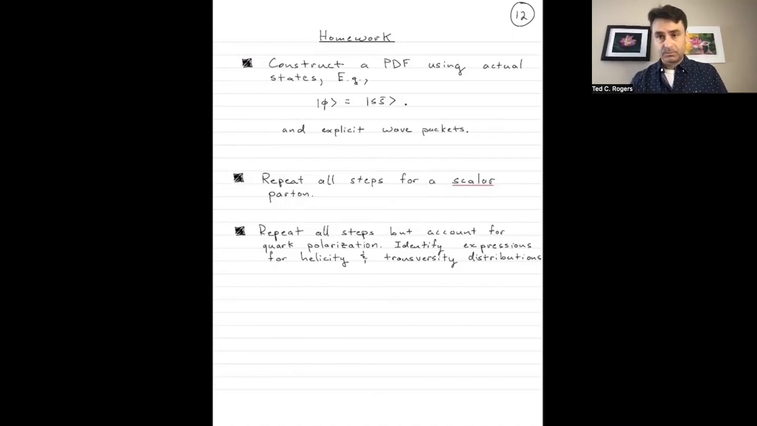So you might try going through all the steps that I've just done in the last 3 lectures, but for a scalar particle. I've also not accounted for the polarization of these objects. The same steps can be applied if you keep track of polarization, so you might try doing that as well. So those are just some suggestions.